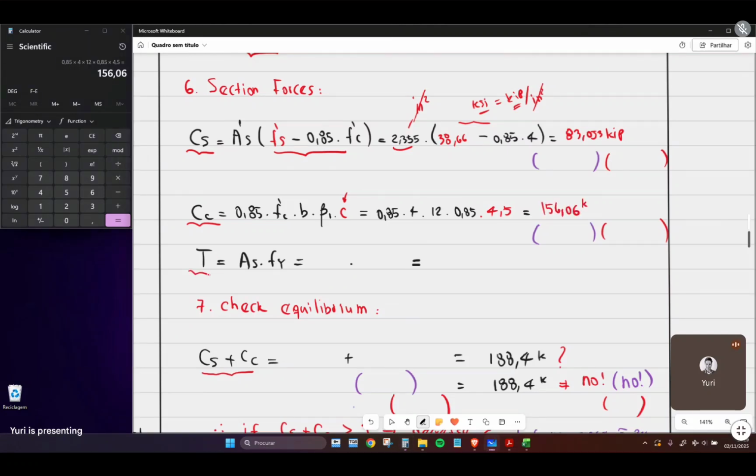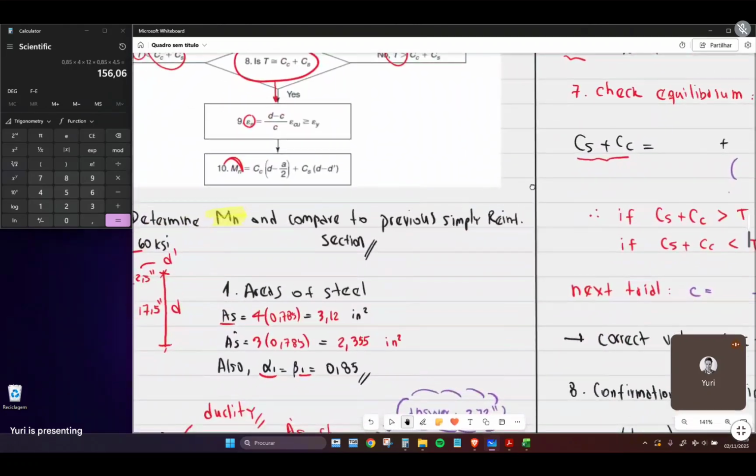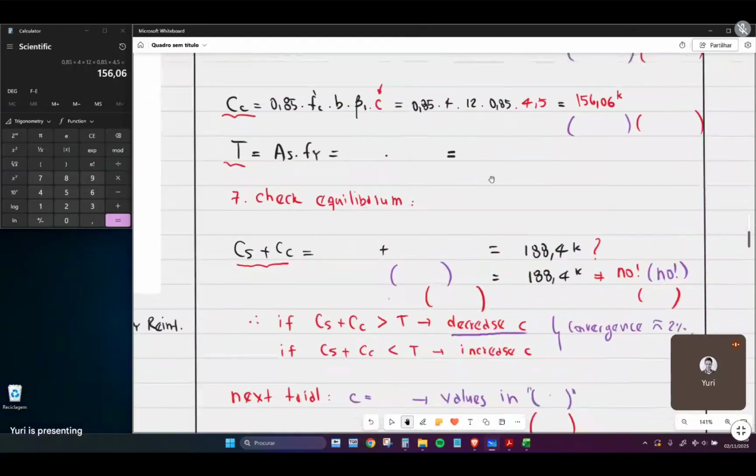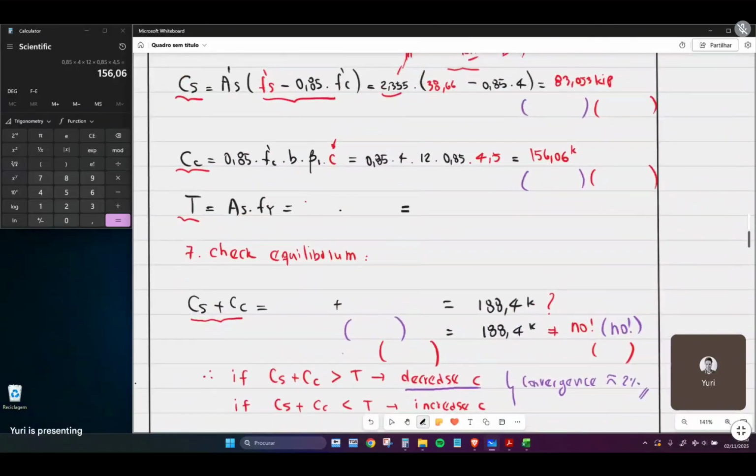And lastly, the force of the tension reinforcement. The area of steel, I think it's 3.12. I have to put this in black because we're not changing. 3.12 times 60. This one will not change. As well, this is in square inches, this is in psi, and the result will be in kip.